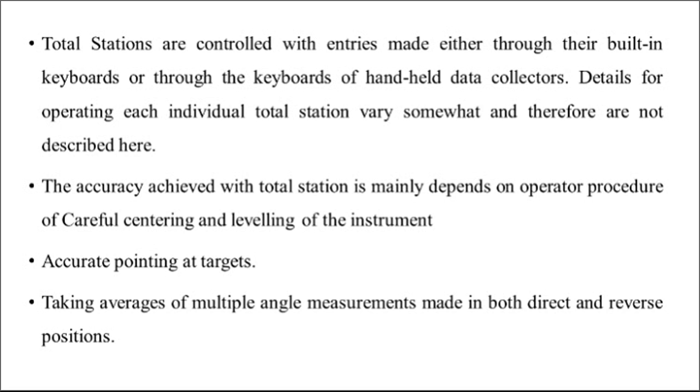The accuracy achieved with the total station mainly depends upon the operator's procedure of careful centering and leveling of the instrument. In a similar manner, in case of dumpy level, leveling is accurate; also in theodolite, leveling and centering are accurate. So if there is error in the centering, then whatever horizontal angle or vertical angle we measure with the total station, there may be chances of error in the measurements of different angles.